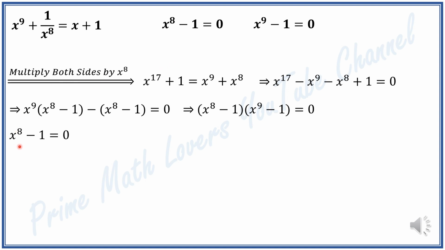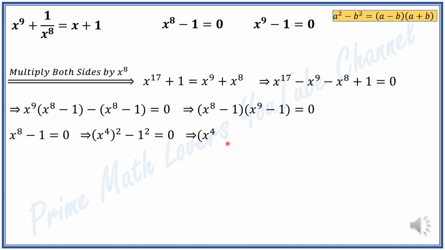First, I'll solve x to the power of 8 minus 1 equal to 0. I'll rewrite x to the power of 8 as x to the power of 4 to the power of 2, minus 1 to the power of 2 is equal to 0. Then I apply the difference of squares identity, which states a squared minus b squared is equal to a minus b times a plus b. So x to the power of 4 to the power of 2 minus 1 to the power of 2. a is x to the power of 4 here and b is 1. So I can write it as x to the power of 4 minus 1 times x to the power of 4 plus 1 is equal to 0.